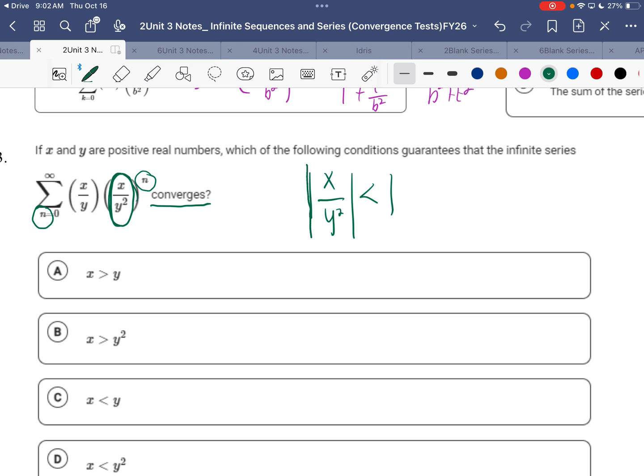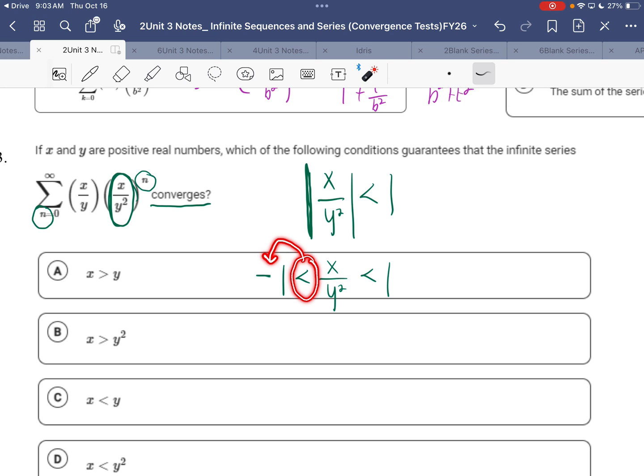This is like number 7 and 8 on the classwork last class. So what would make this converge? When you have an absolute value inequality, it's a really good habit to set up a compound inequality. One in its original state, and one with the flipped sign of the inequality and the flipped sign of what it was less than. Because wouldn't this be x over y squared is greater than negative 1? It's just turning it the other way around.